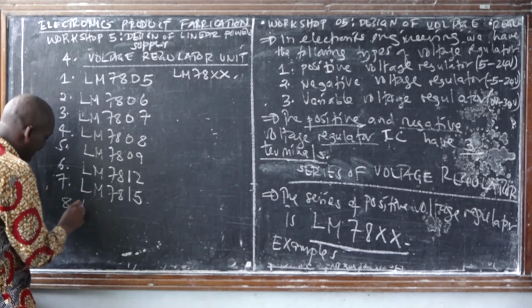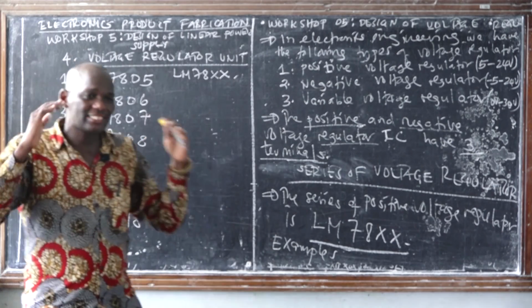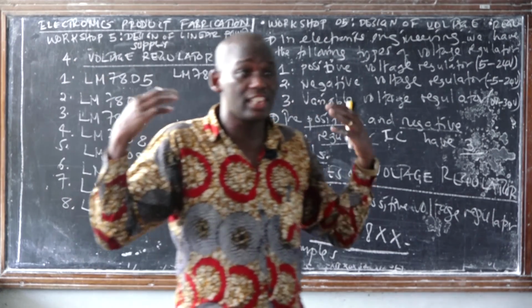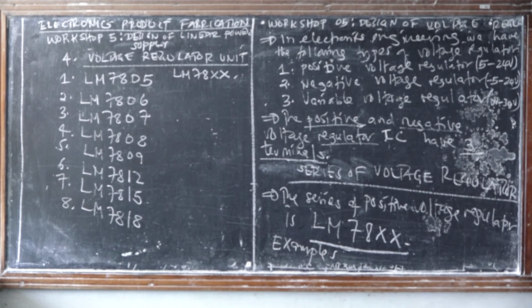Number 8, LM7818. When I ask you to pay attention, focus and listen, these are pieces of information which do not need you to repeat several times. For instance, I learned this 9 years ago and it's stuck in my mind. When you listen carefully, you just keep those numbers. They are not tough. So when you think about linear power supply, you have to know what the available voltage regulators are.